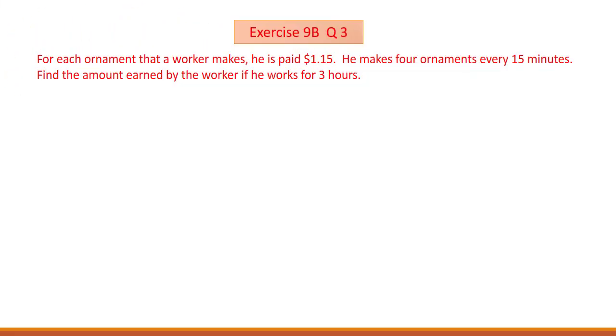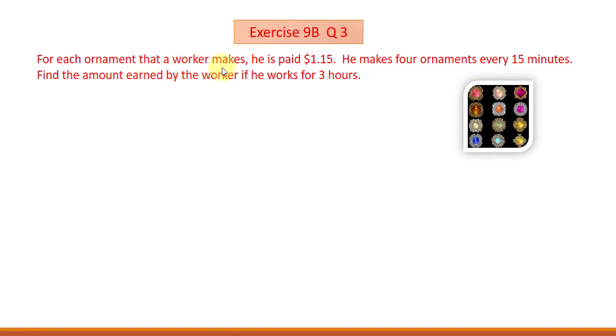Now we will solve question number 3 of exercise 9b. For each ornament that a worker makes, he is paid $1.15. He makes 4 ornaments every 15 minutes. Find the amount earned by the worker if he works for 3 hours. So that is our question. Now we start our solution.